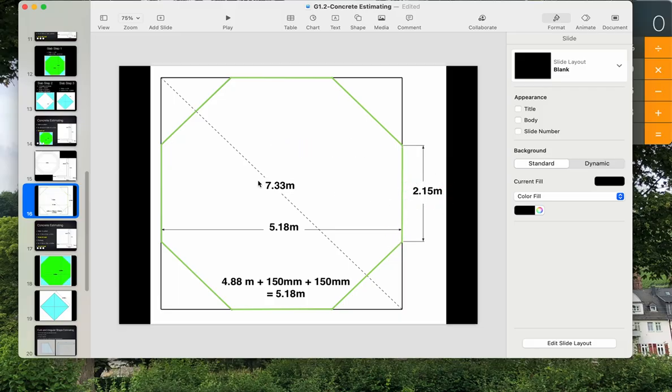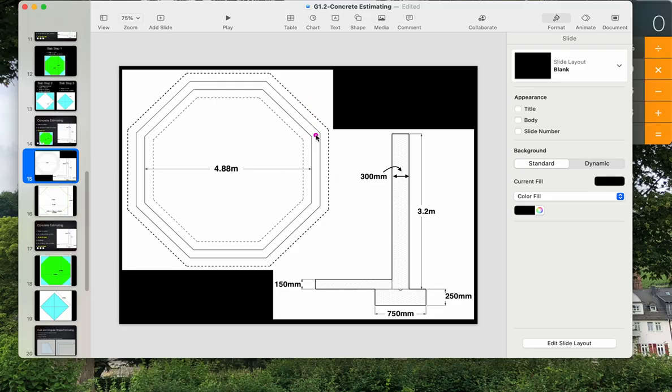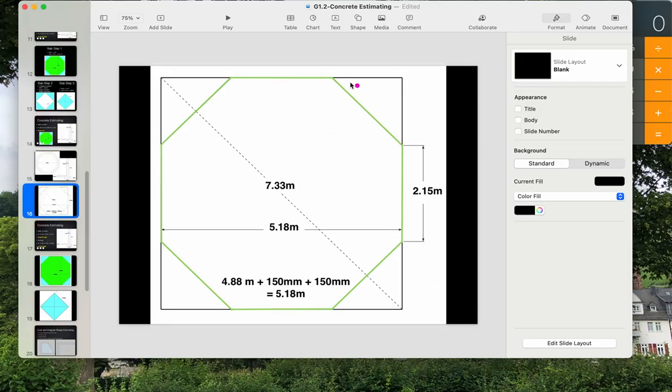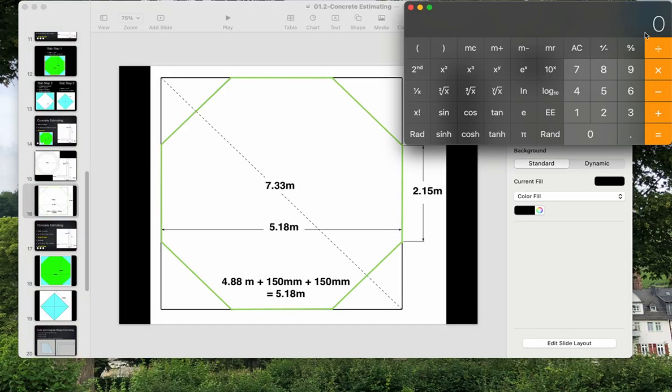Okay, so if we go back here, you can see that if we have the center line length of one side, and this is symmetrical, well, we just need to multiply that by 8, and that would be the complete center line perimeter. So if we take 2.15 and multiply it by 8 sides, we're going to get 17.2 meters. So it's 17.2 meters all the way around, okay?